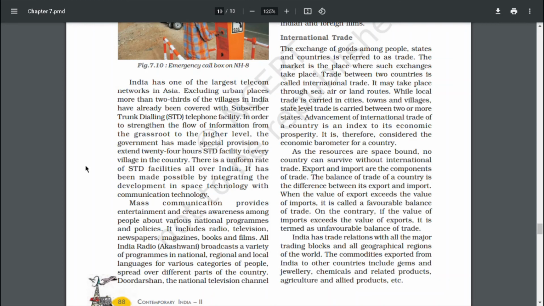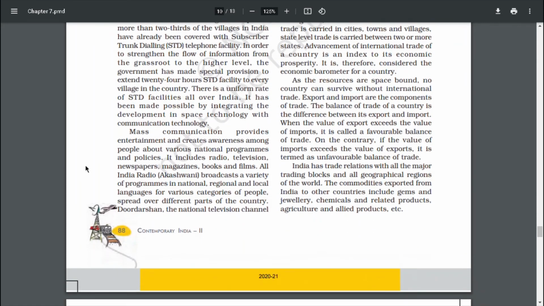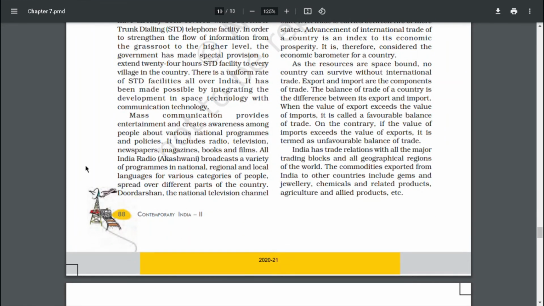The balance of trade of a country is the difference between its export and import. When the value of export exceeds the value of import, it is called favorable balance of trade. On the contrary, if the value of imports exceeds the value of exports, it is termed as unfavorable balance of trade. India has trade relations with all major trading blocs and all geographical regions of the world.